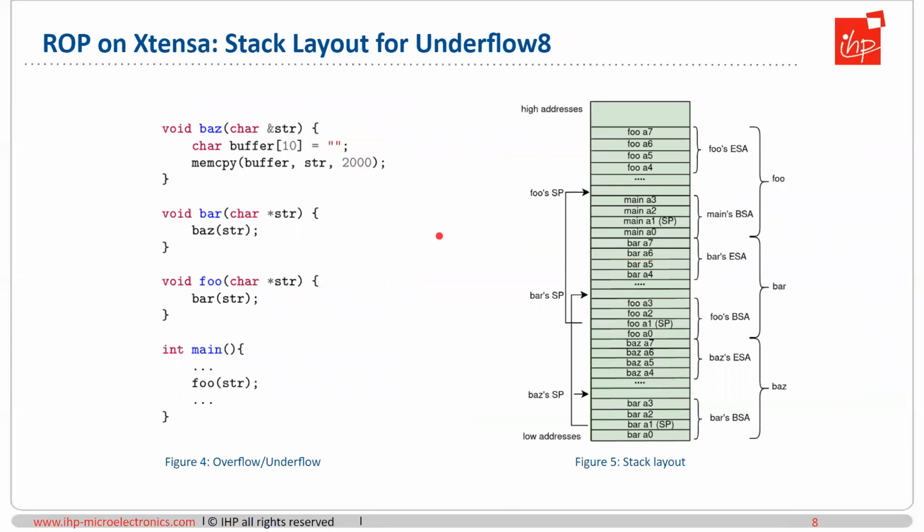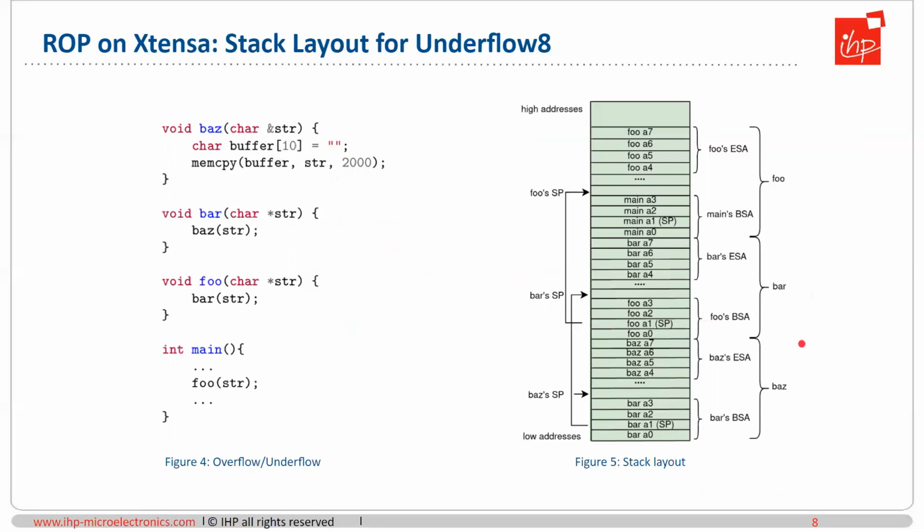Let's have a look at the stack layout example for underflow 8. We have a simple program, where main, foo, and bar are invoked subsequently. And the bar function has a memory buffer overflow vulnerability. And the same program is represented in the stack layout. It's important to say that the order of the frames strictly should be kept.